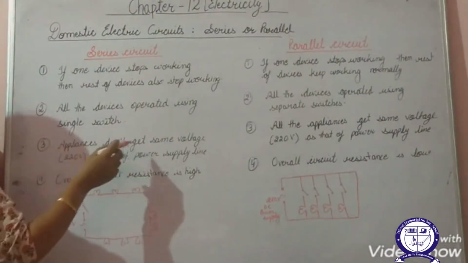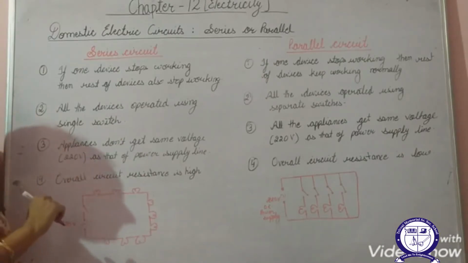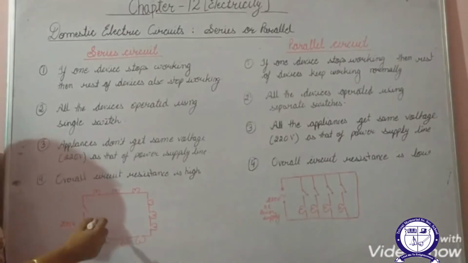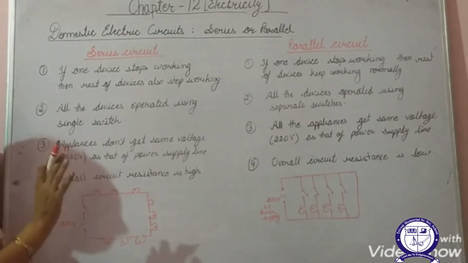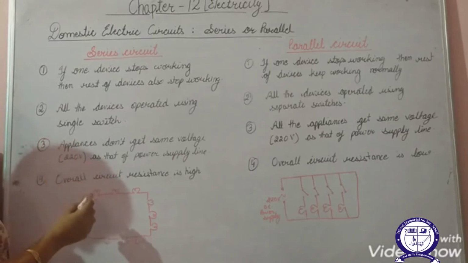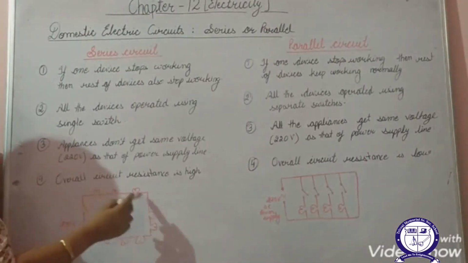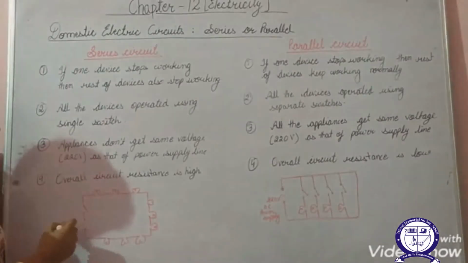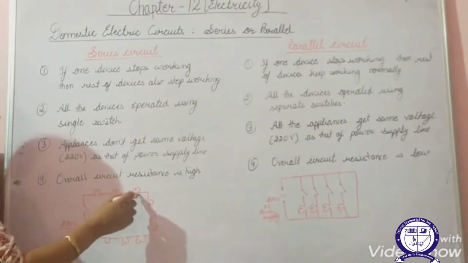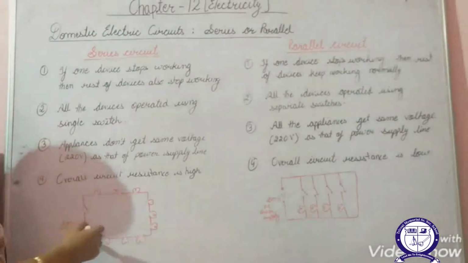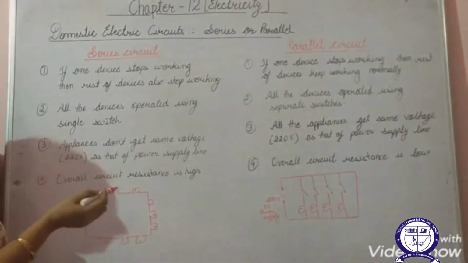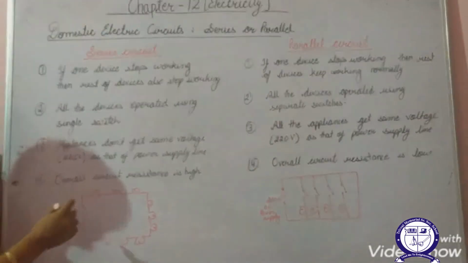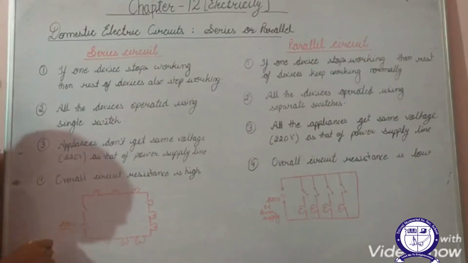Third one: appliances do not get the same voltage. This we have discussed, that in series combination the voltage will get divided depending on the resistance value among all the devices connected in series. So if we are getting 220 volt at this point, every bulb will not get 220 volt. This is the case of bulbs I have taken. If we connect a number of appliances together in series, then also all the appliances will not get 220 volt supply.